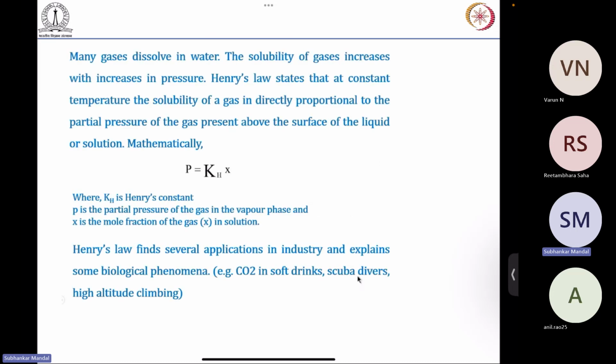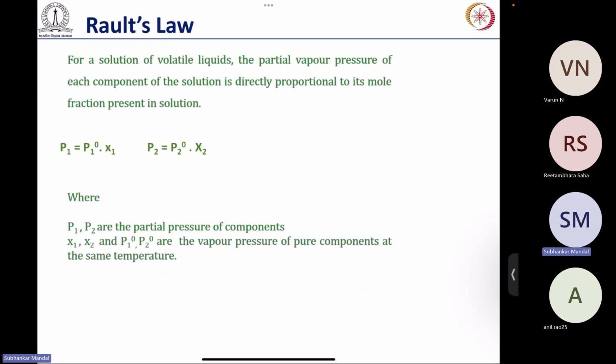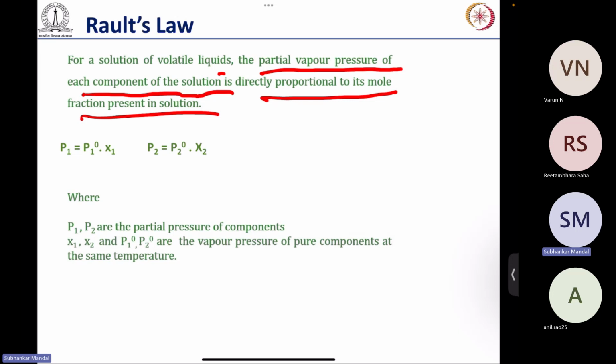After that, we discussed Henry's law. So the partial pressure depends on the mole fraction of the solute, and K is the Henry constant. Okay, and Raoult's law also we have discussed. So Raoult's law tells that in a solution of volatile liquids, the partial vapor pressure of each component of the solution is directly proportional to the mole fraction of that component. Okay, so those things we have discussed.